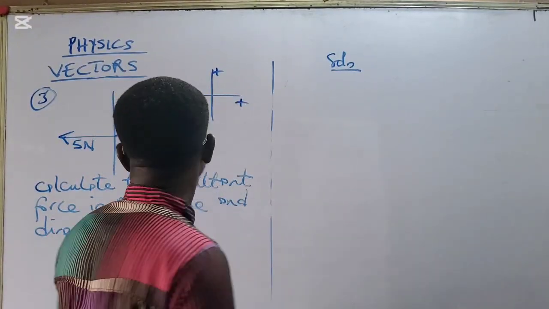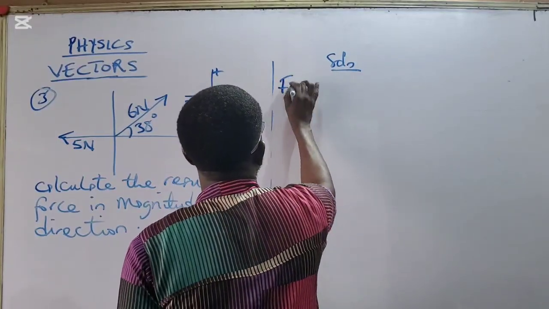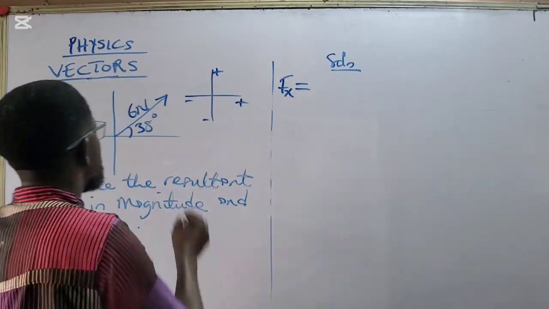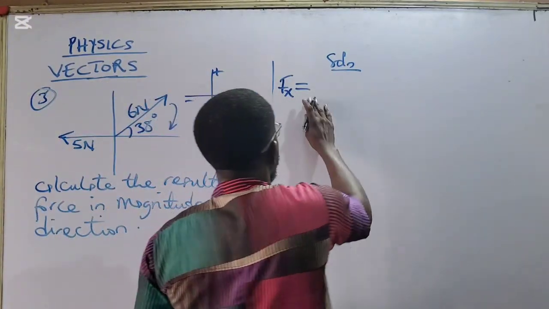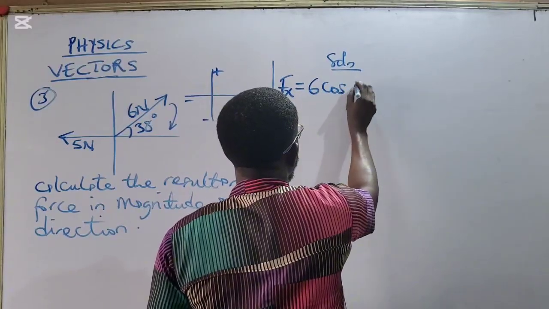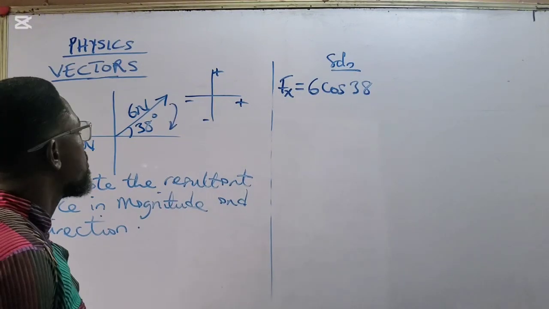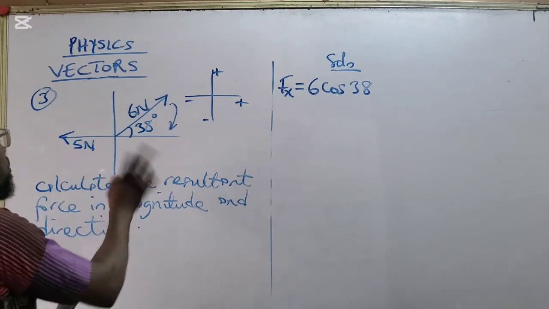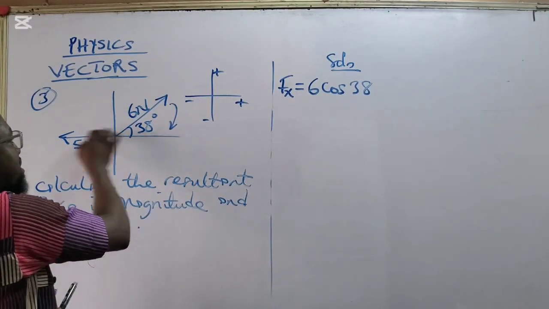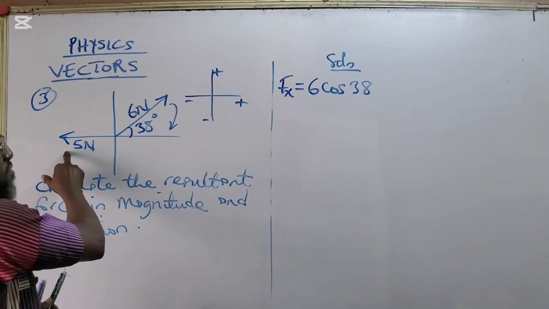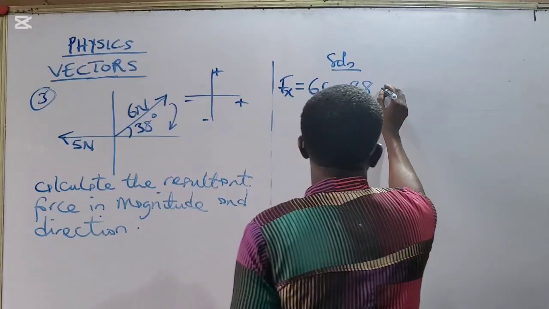Okay, let's see this one. Let's resolve now. Horizontal direction, Fx. I resolve to the horizontal, moving this force in this direction, that's the positive direction. I'll get 6 cos 38. So anytime you move to the direction where the angle is, you have cosine. You move to the other part, you have sine. So I have 6 cos 38 for this part. Then along this horizontal, there's a 5 Newton force in the negative part, so I'm going to put minus 5.